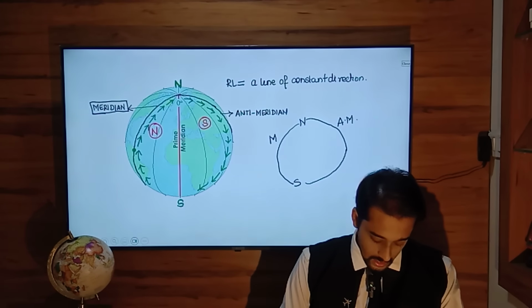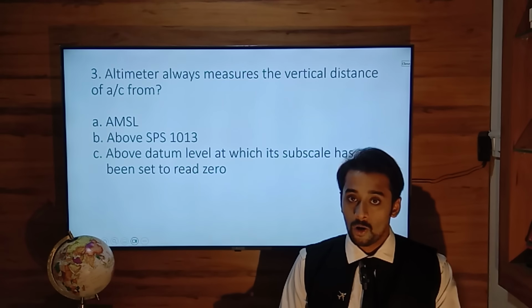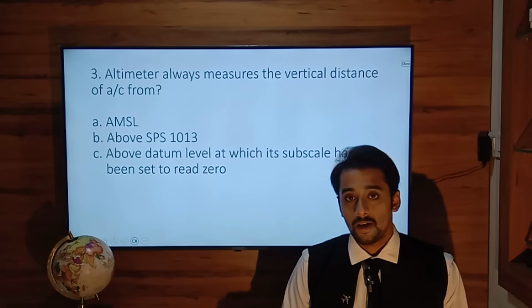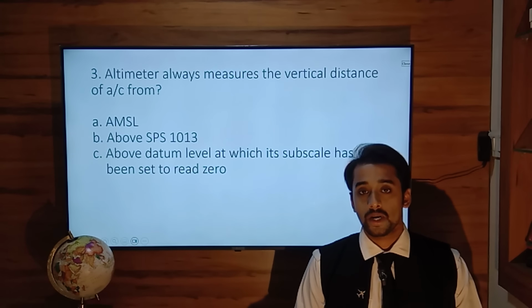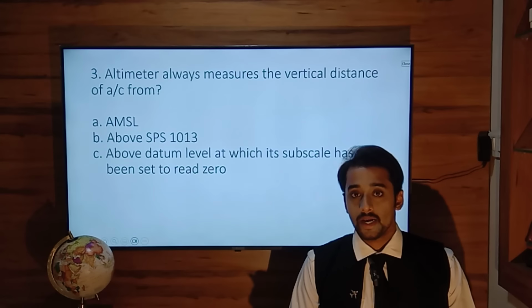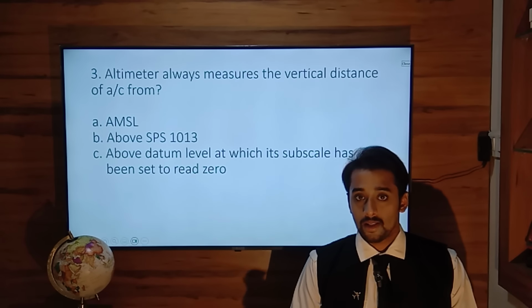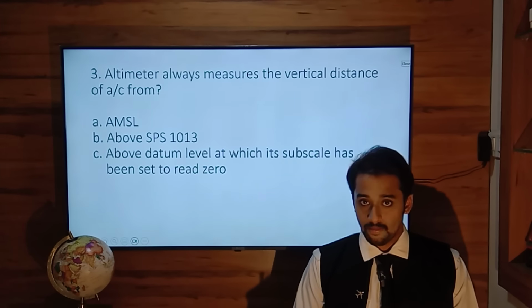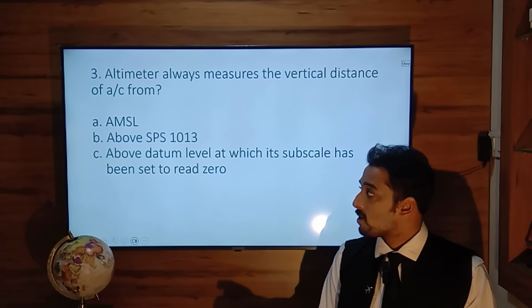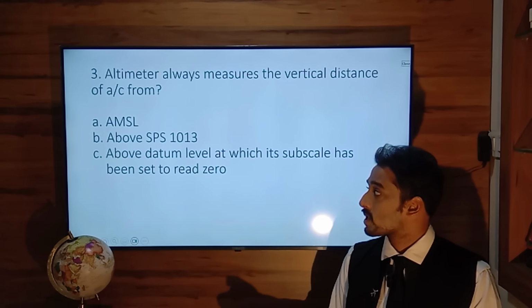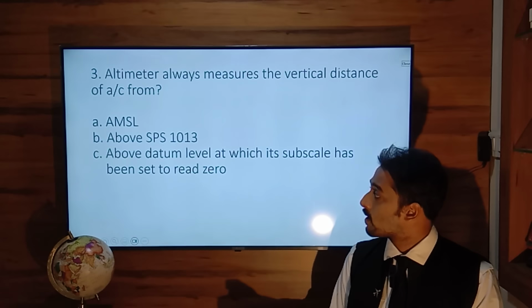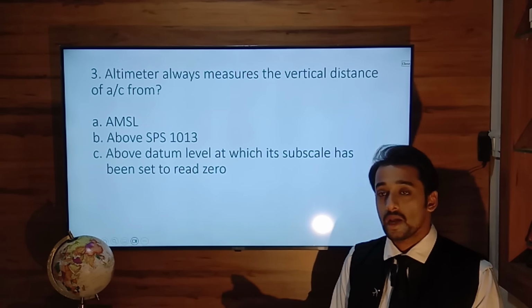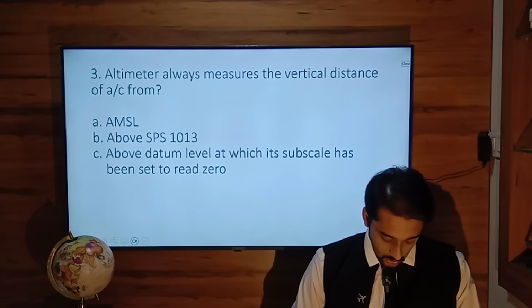Next, question number 3. Altimeter always measures the vertical distance of aircraft from where? Okay, we all know that altimeter always gives us vertical distances. It can be altitude, height, pressure altitude, flight level, QNE. So these vertical distances are measured from what kind of datum is the question asking. Is it above mean sea level always, 1013 pressure datum, or any datum at which its subscale has been set to read 0?